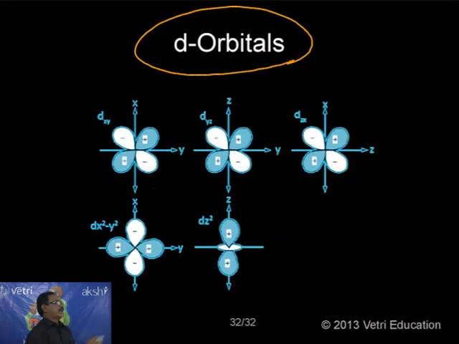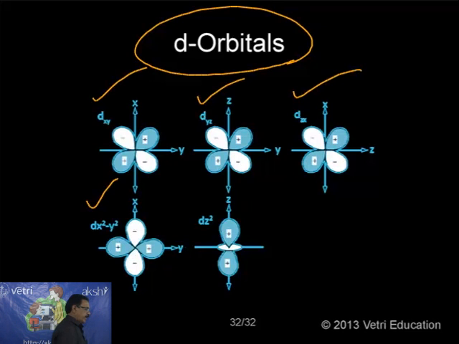The third one is the d orbitals. There are 5 d orbitals: dxy, dyz, dzx, dx square minus y square, and dz square. Here I want to give the most important information. The s orbital is spherical, the p orbital is dumbbell. What about the shape of the d orbital? Double dumbbell.